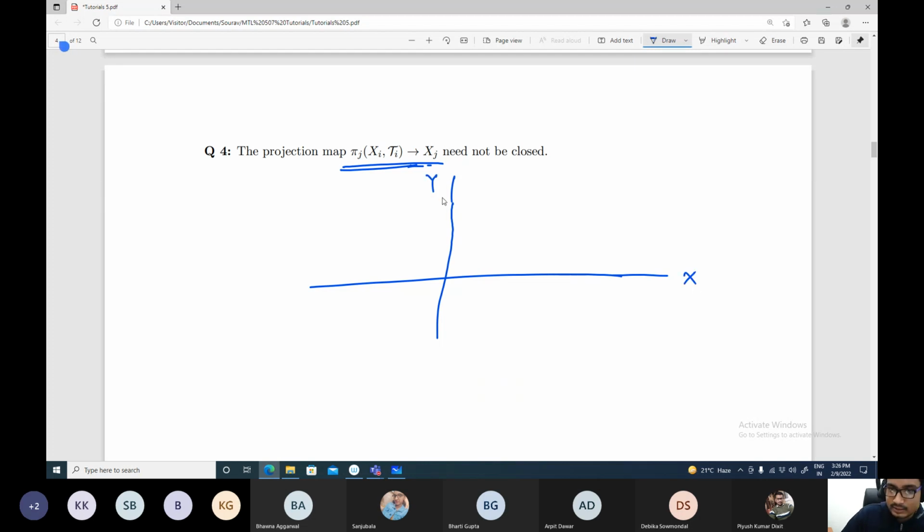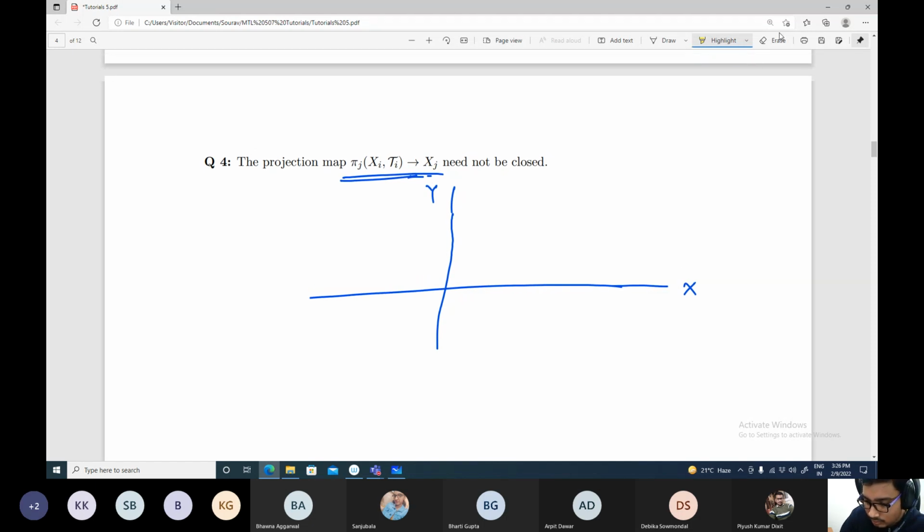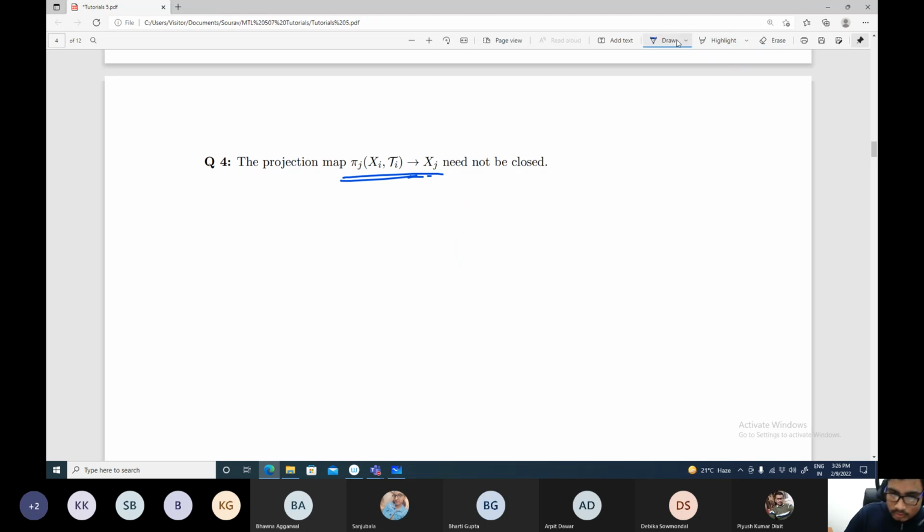X-axis, y-axis, and the function is... okay. So let's say our X1 is R and the other is X2, which means we are in R2.